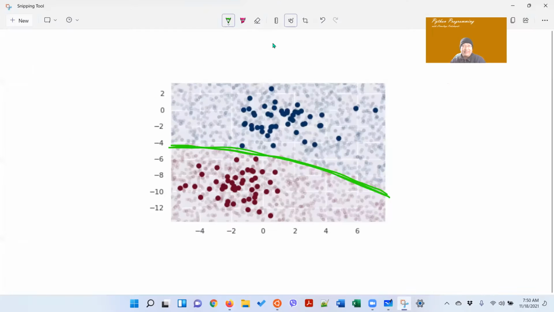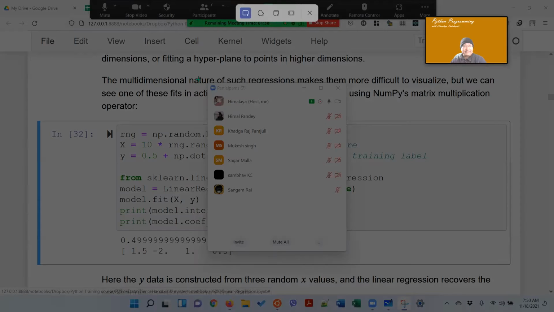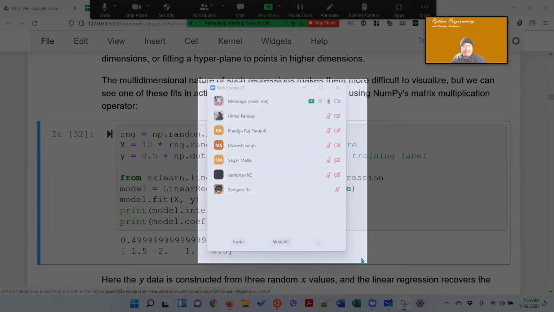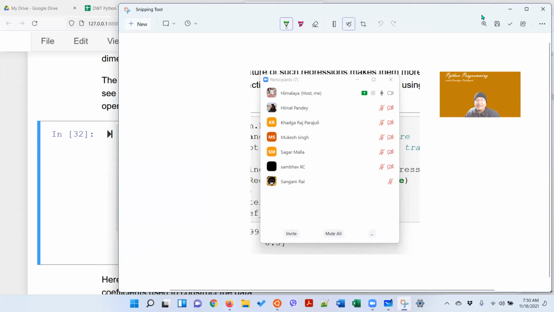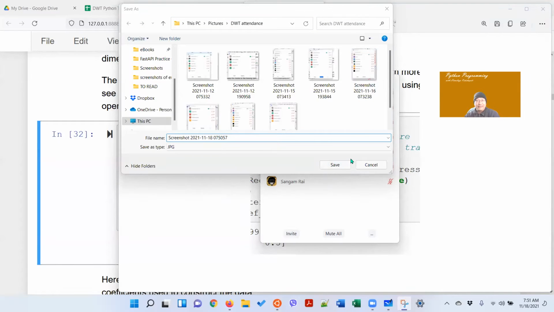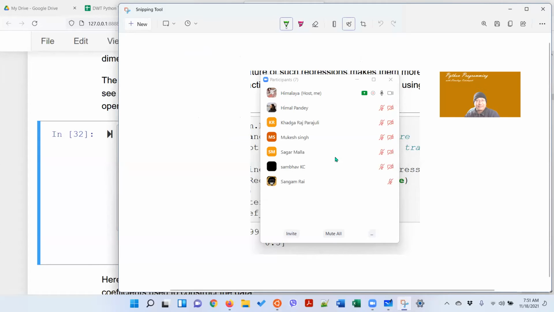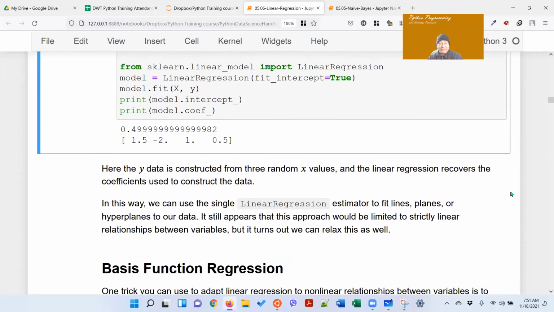Simply out, right? Okay. Let's see. All right, and then save it. And then save it. Okay. All right, so yeah, it has done a very good job. Right? Good job. Linear regression at high dimension.